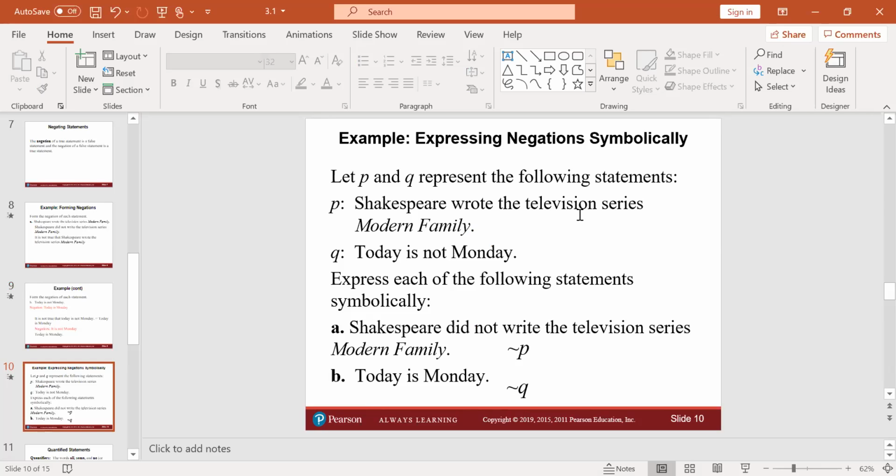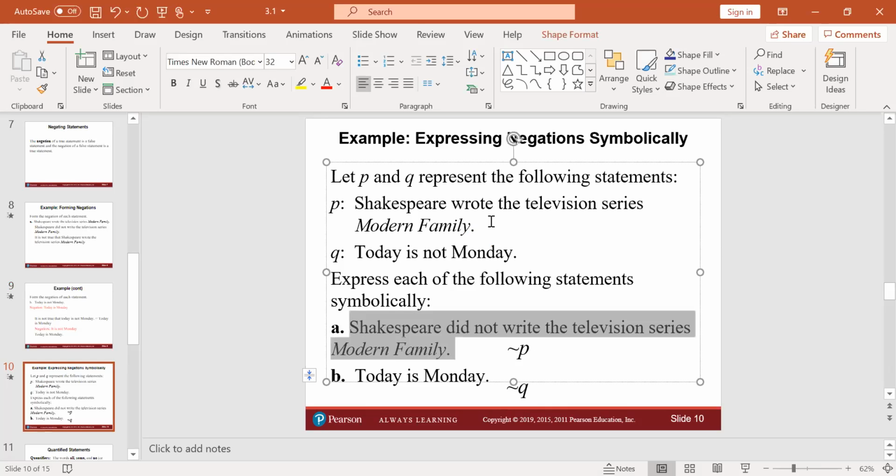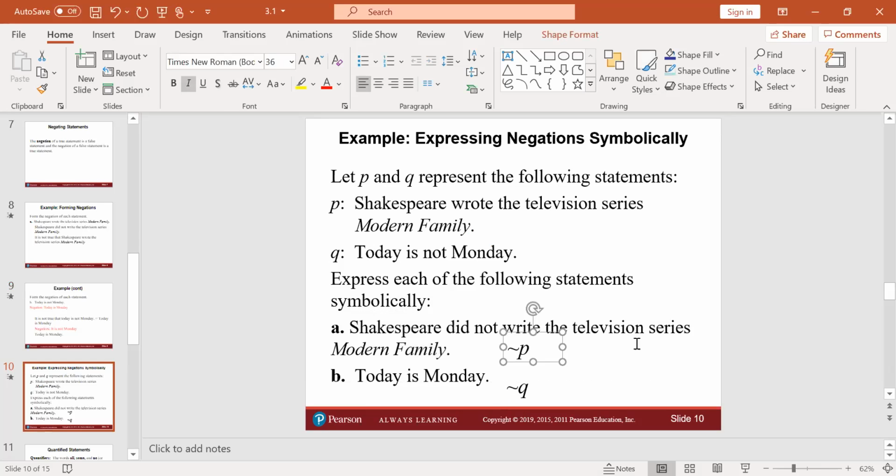So P is the statement Shakespeare wrote Modern Family. Q is the statement today is not Monday. So the first one, Shakespeare did not write the television series Modern Family. This is the opposite sentiment of that. Thus, if the original is P, the new statement we formed here, the negation, is not P, tilde P. And that's literally read not P. That's exactly how you say it, not P.